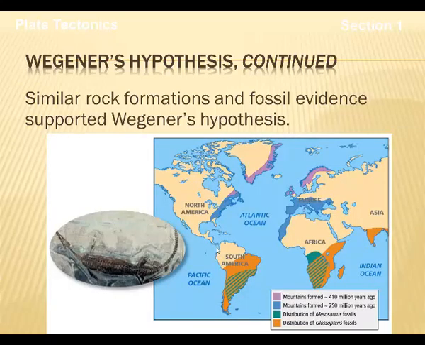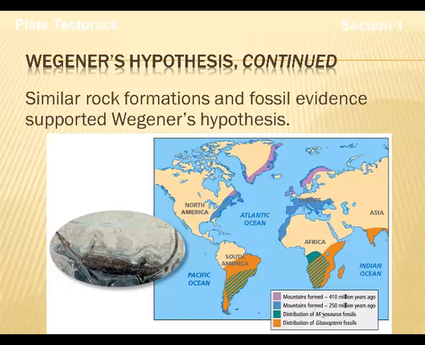This picture shows along the eastern seaboard of the United States a similar rock formation or mountainous formation as what you would find in parts of Europe and the western portion of Africa. Again, a similar thing along parts of Sweden and Finland, and then along portions of Greenland.